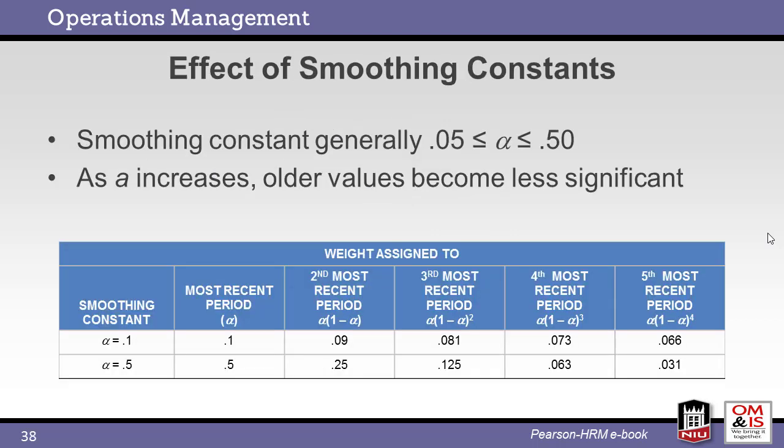Since the smoothing constant is not calculated, we want to understand the impact of our selection of the value for alpha. We usually select an alpha value between 0.05 and 0.5. We can see in the table that as alpha increases, older values have less impact, while recent values drive the result.